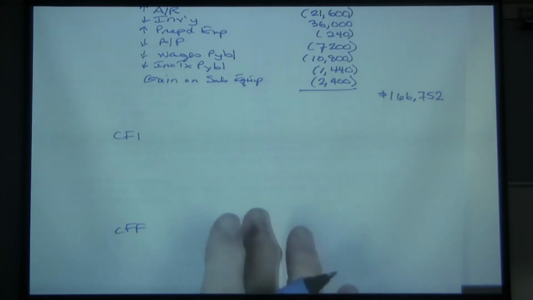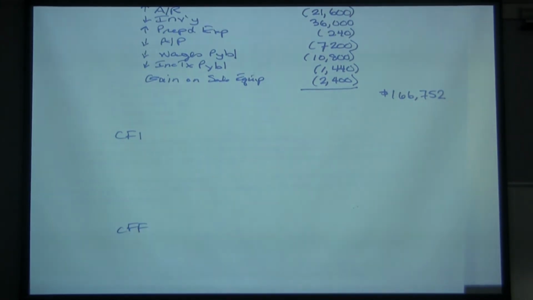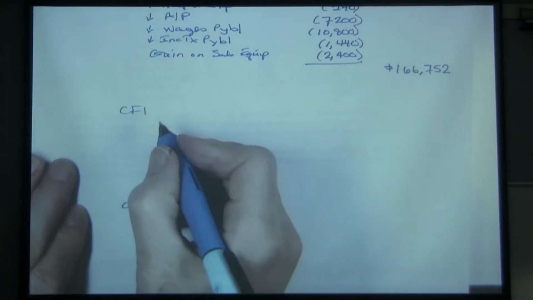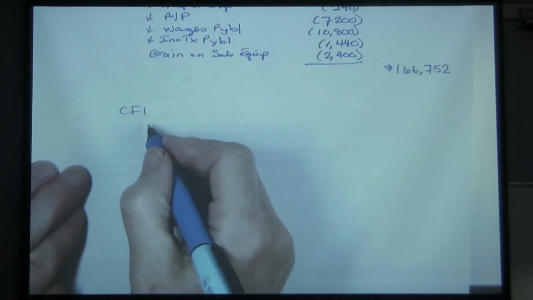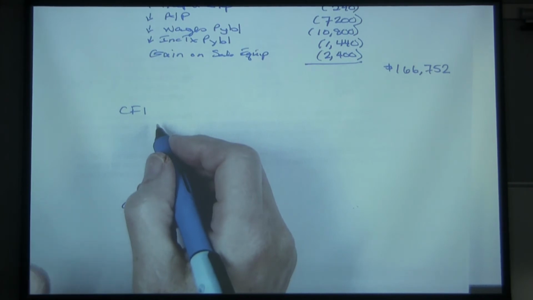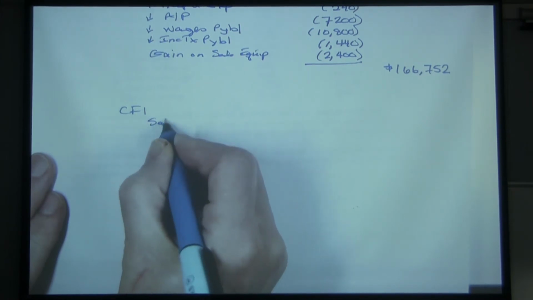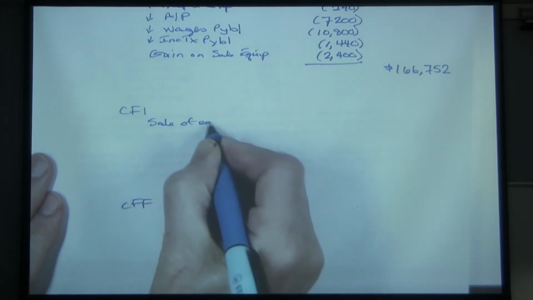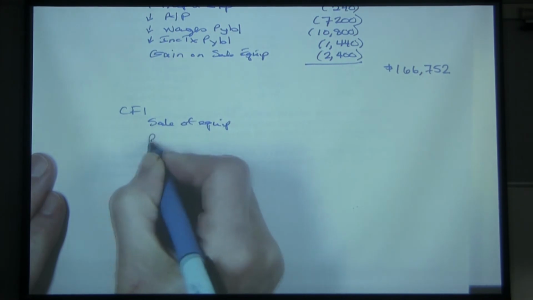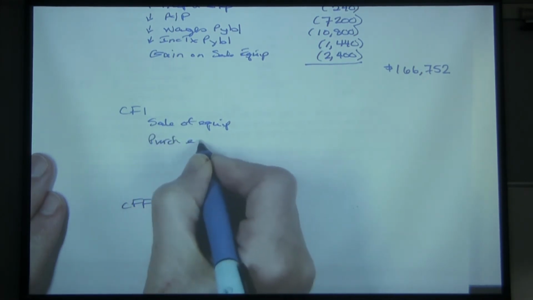Okay, let's do our CFI section next. There are two items in CFI. With equipment, PP&E, we bought some equipment and we sold some equipment. So we can say sale of equipment and purchased equipment.